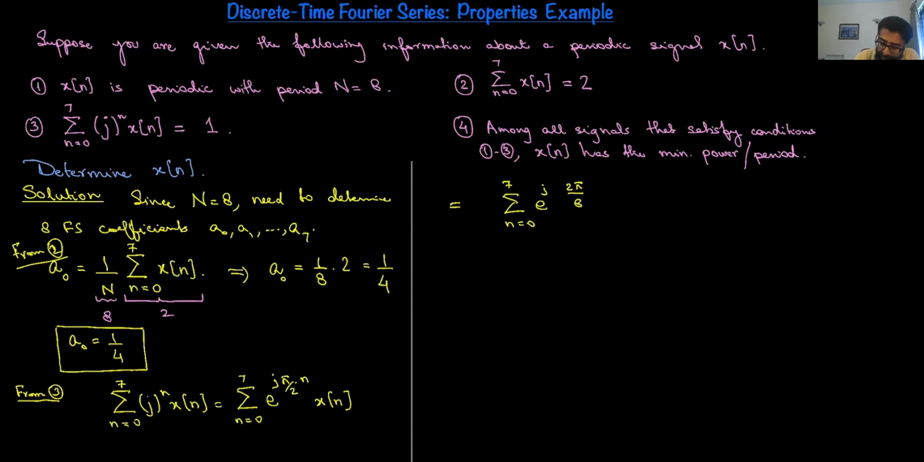And I just need to have an integer here so that when I multiply that integer with 2 pi by 8, I am going to get pi by 2. And it's easy to see that that integer turns out to be equal to 2. And then this is x of n.